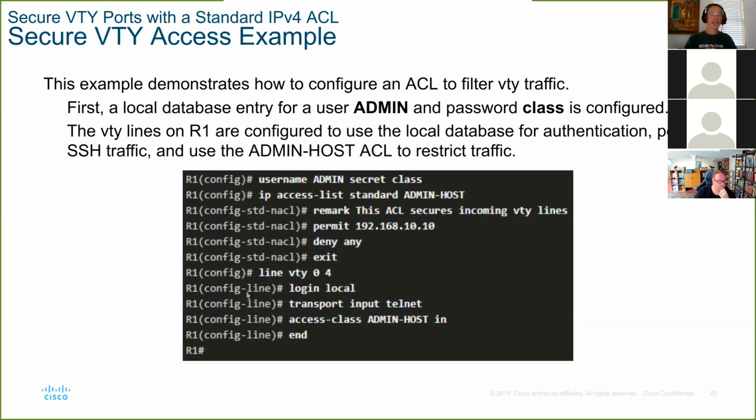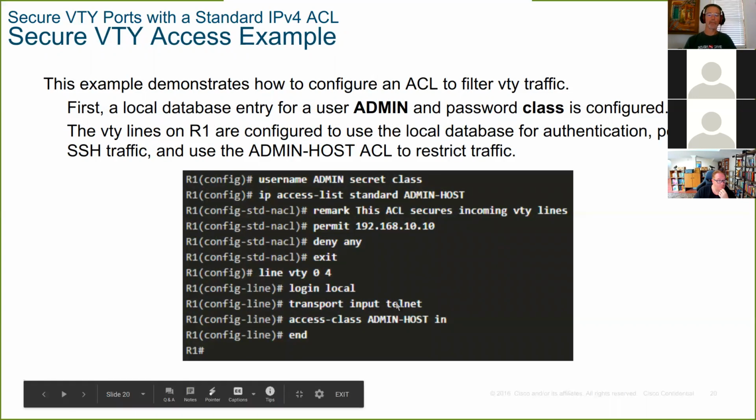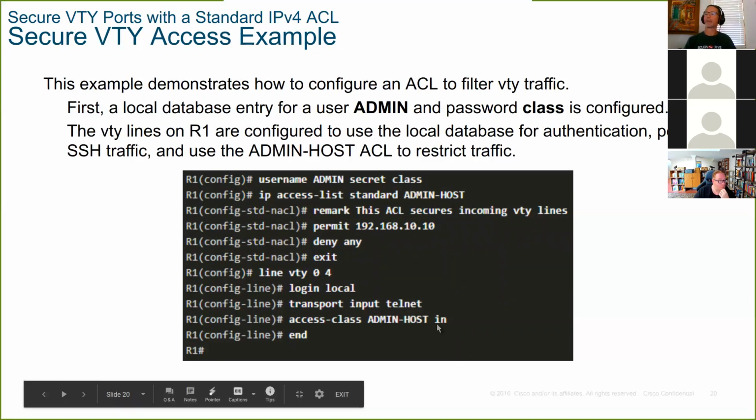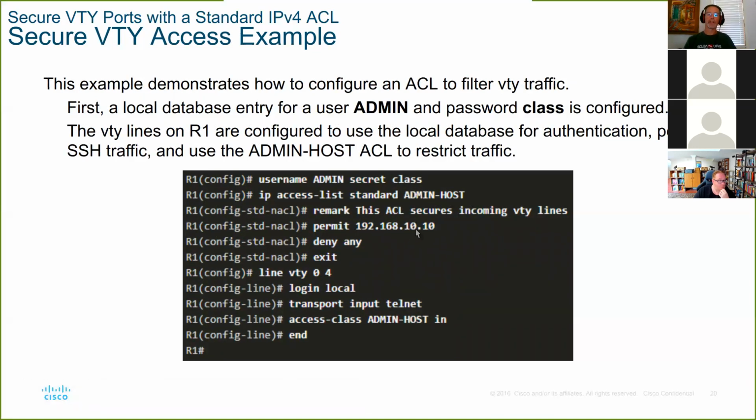Good stuff. Then go on to the VTY line. Specify login local, right? So only username admin with a password of class is going to work. Transport input telnet or transport input SSH, whatever we're doing. Access-class, admin host was the name, inbound. Now, only somebody sitting at the 10.10 can remotely access the VTY infrastructure on this router. No remote access for anybody else.